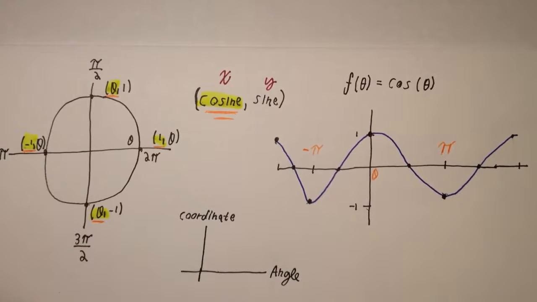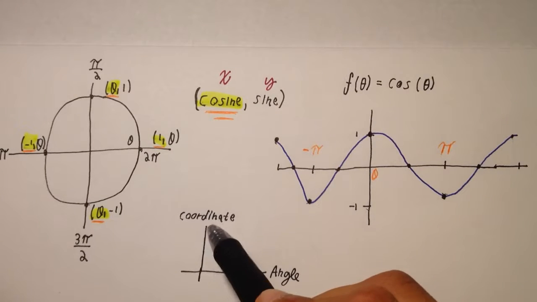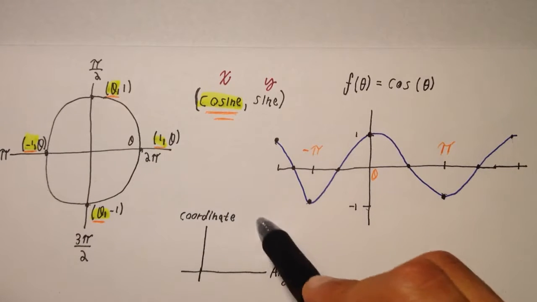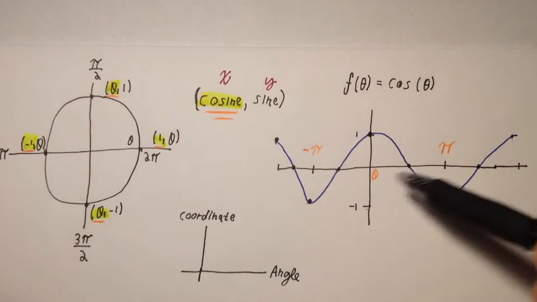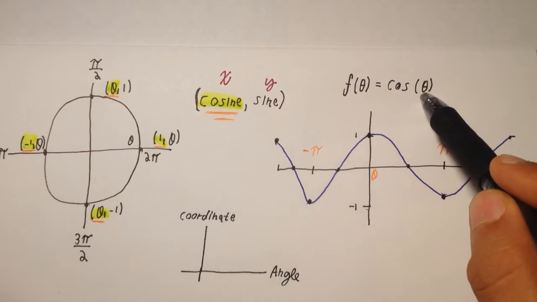So graphing trig functions is just like graphing any xy function. The difference is that our x-axis is going to be some angle or series of angles we choose, and the y-axis is going to be that trig function, the coordinate of that trig function evaluated at that angle. So here I have this smooth continuous graph of cosine.